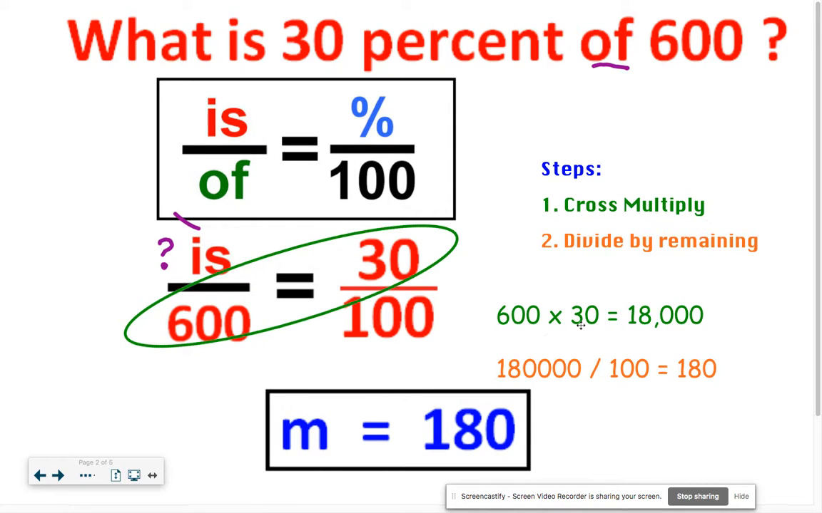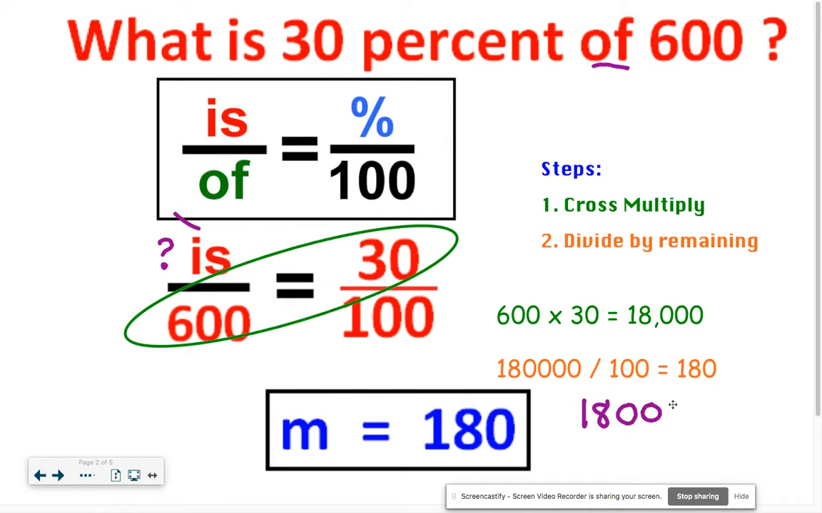remember you can do that as a quick math problem. 6 times 3 is 18, and we had 3 zeros in the problem. So we get 18,000. And then we divide by what was remaining. So we used the 600, we used the 30, 100 was remaining. So we're going to divide by 100. Now, dividing by 100 is actually pretty easy because it's a power of 10.